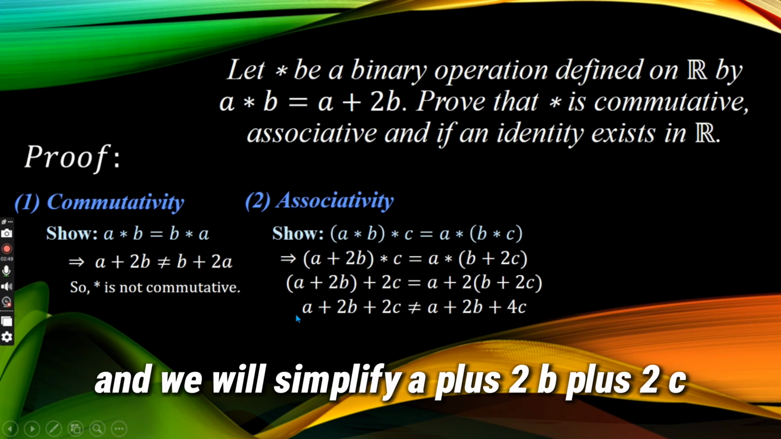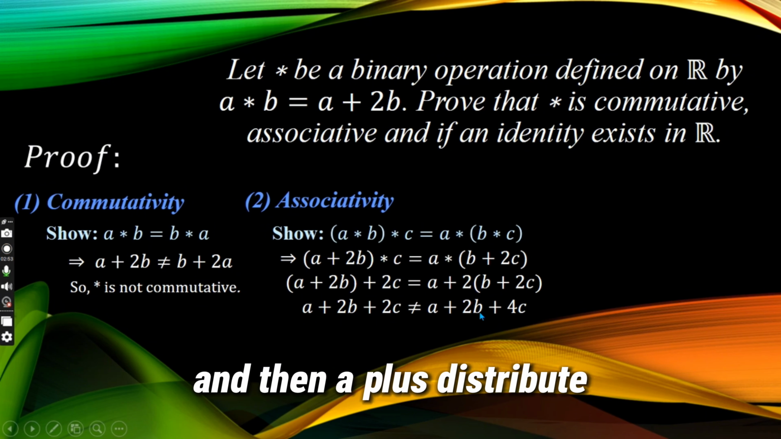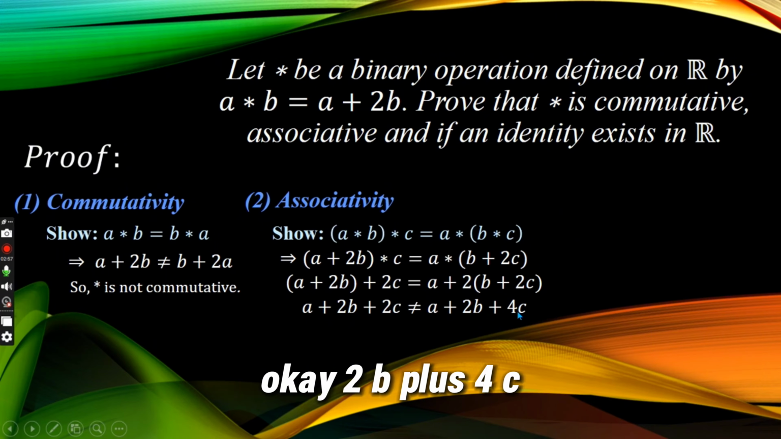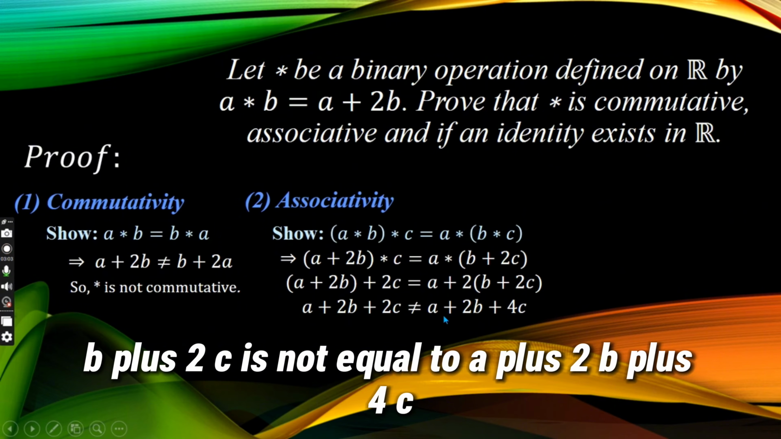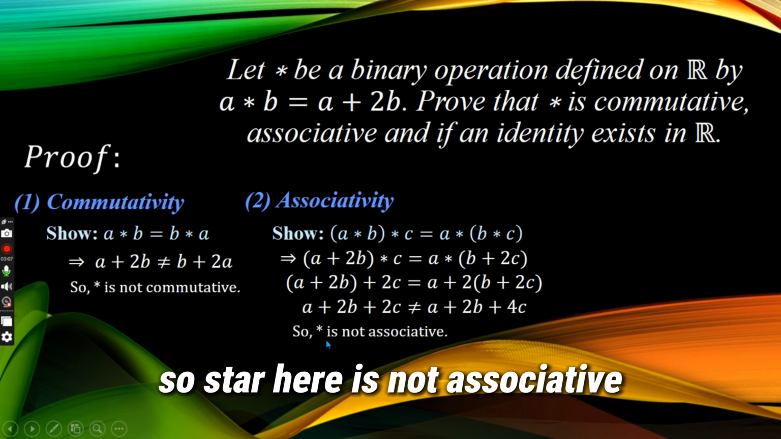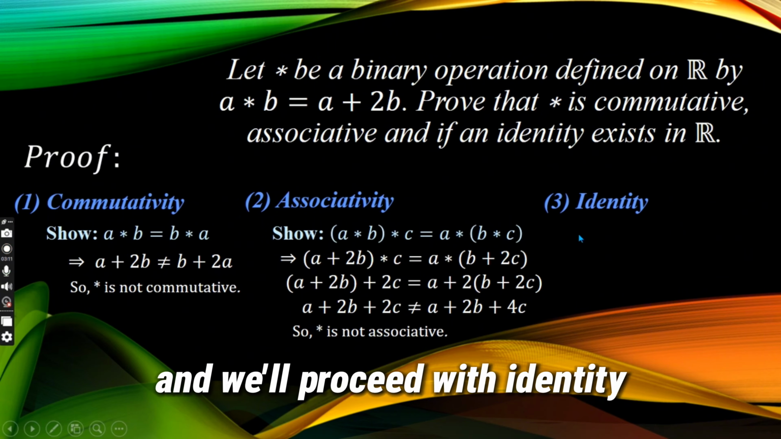And we will simplify A plus 2B plus 2C and then A plus distribute, 2B plus 4C. And we can say that A plus 2B plus 2C is not equal to A plus 2B plus 4C. So, star here is not associative. And we'll proceed with identity.